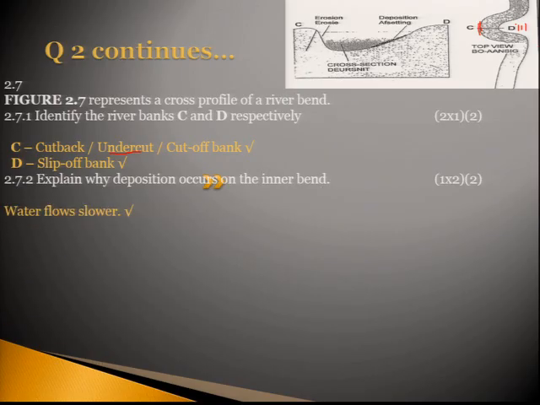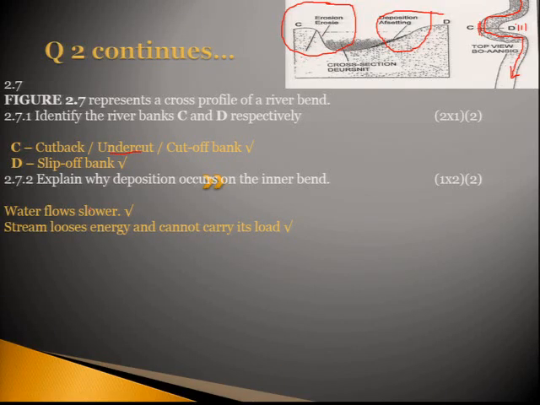Because when your river starts to flow downstream, you'll find that on the outside it erodes, and where it erodes, it's deeper and it flows faster. And then it will deposit on the inside because it flows much slower. That's why at C you start to have your erosion, and at D you have your deposition. Then 2.7.2 continues: the stream loses energy and cannot carry its load. That's why it will definitely deposit here, because it is now flowing slower.